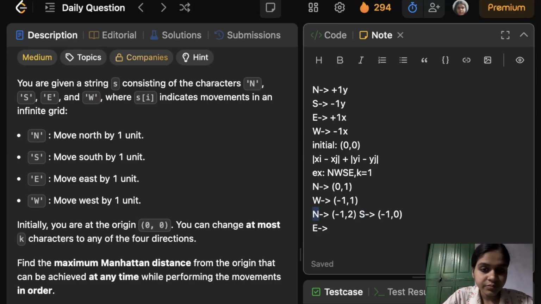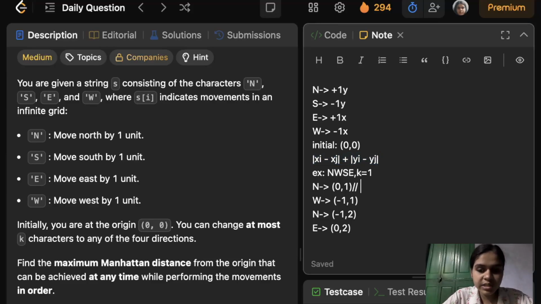Again, what does E mean? Plus 1 in the x direction. So it will be minus 1 plus 1, so 0 comma 2 according to this, by taking k equals 1. Let's delete this because we are not considering it. Now we calculate the Manhattan distance according to this formula, where xj comma yj is always 0 comma 0 and xi comma yi is the current coordinate.